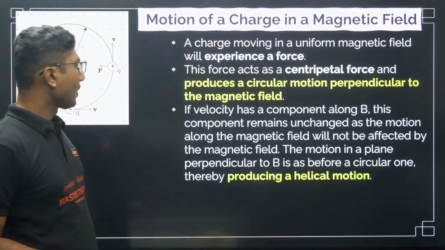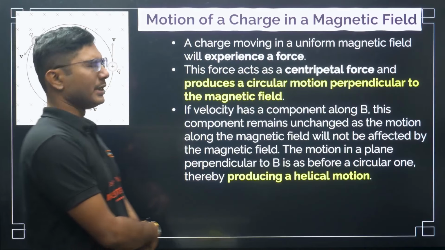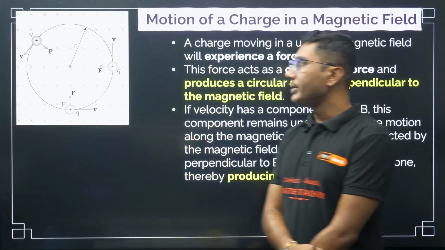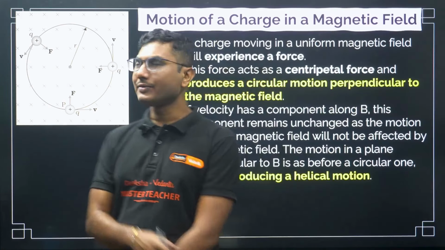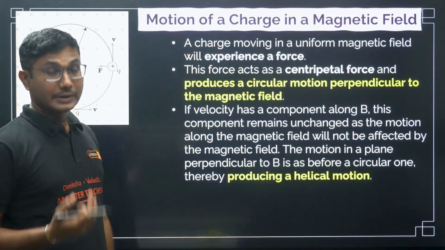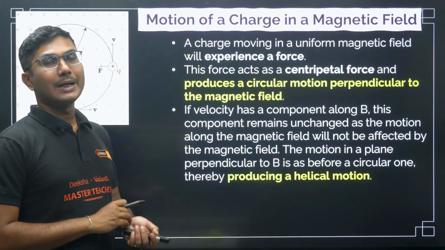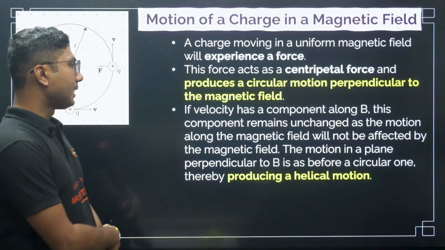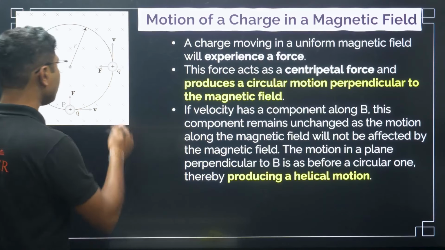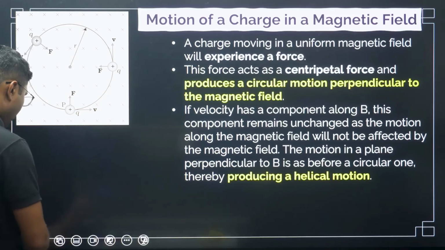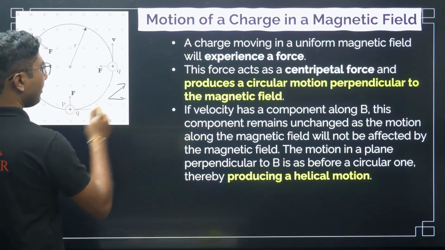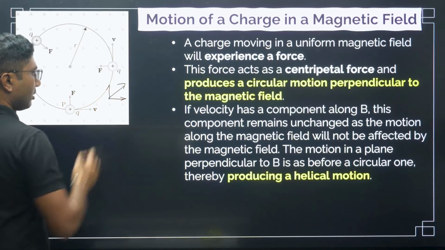Okay. If the velocity has a component along B, now suppose V and B are not exactly perpendicular, they have a certain angle, so that V has a component which is not perpendicular to B, but has a component parallel to B. Then the component along the magnetic field will not be affected by the magnetic field. So suppose V is no longer perpendicular, it has some direction. If you consider some angle, then there will be a parallel and a perpendicular component.